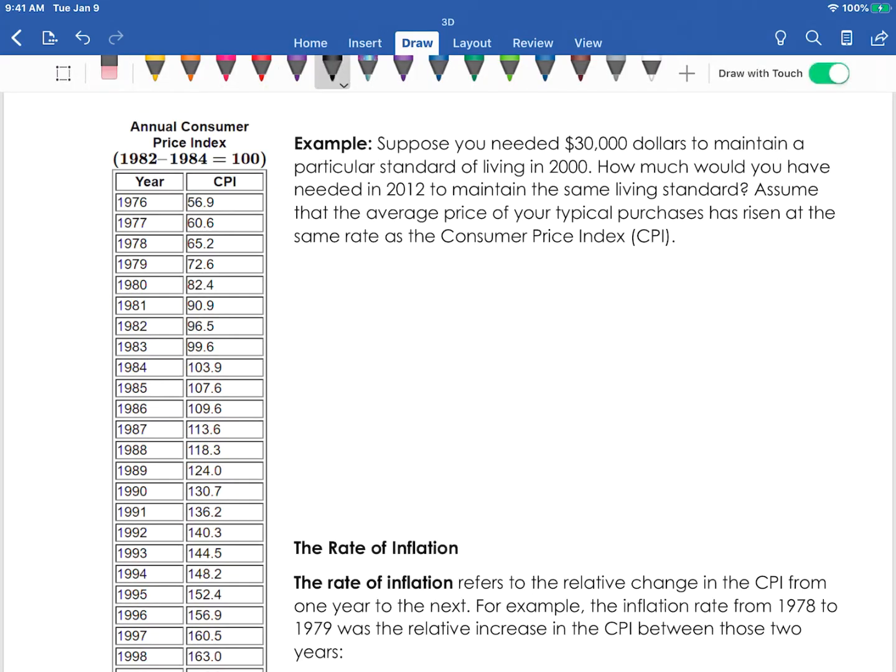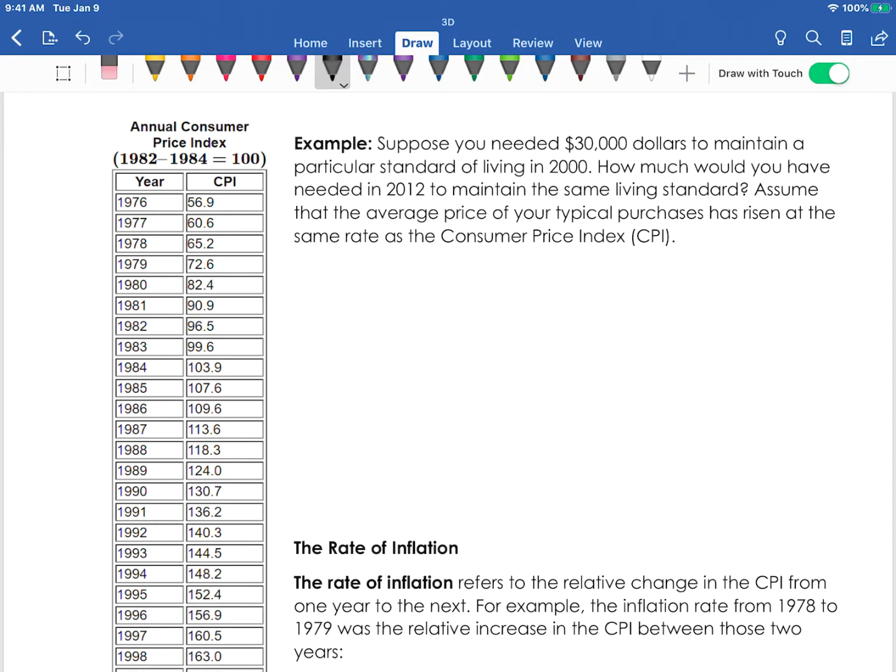So we're going to do these problems just like we did before. We're going to use ratios. So keep in mind that the CPI is a type of index number, and so we're just going to follow through just like we did in the previous examples. Now, it says in this example, suppose that you needed $30,000 to maintain a particular standard of living in 2000. We want to figure out if we want to maintain that standard of living in 2012, how much money are we going to need? As you know, prices go up every year for inflation. So how much are we going to need in 2012? And this is what we're going to use the CPI for.